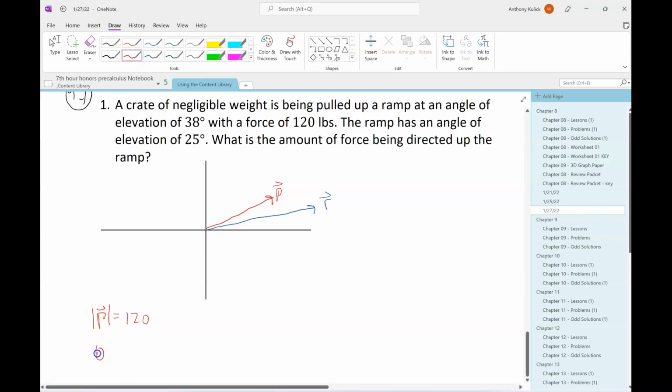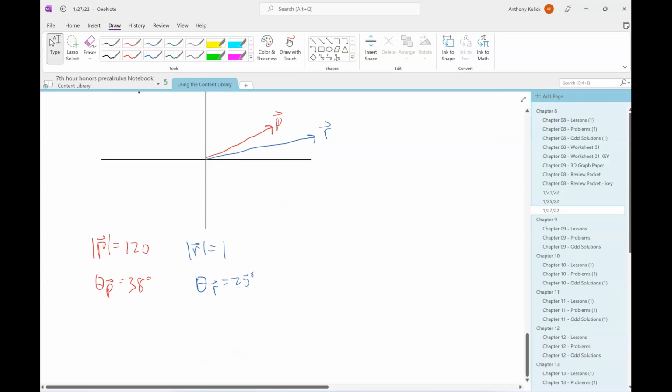So the magnitude of the pull is 120. The direction of the pull is 38. The ramp, we're not told how long it is, so we're going to assume it's a unit vector. And the direction of the ramp is 25. Cool.